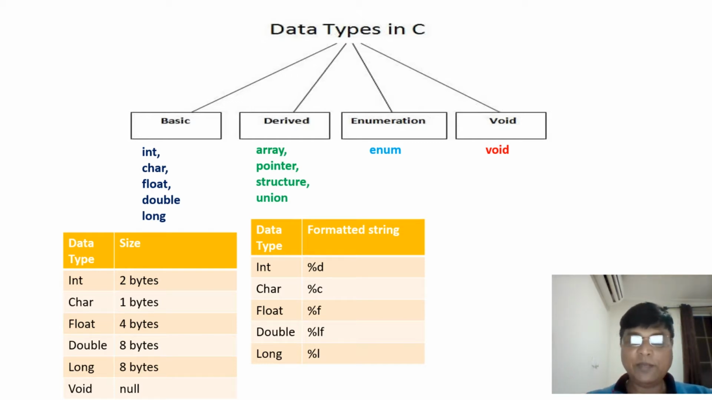So when storing or retrieving information from a memory location, the compiler needs to know what type of information you are storing or retrieving, and that is called a format string. When you are retrieving or storing something like integer data, you have to explicitly tell the compiler with %d, then character %c, float %f, double %lf, long %l. So these are the format strings you are going to use in the program when you are retrieving or storing the information in the memory.